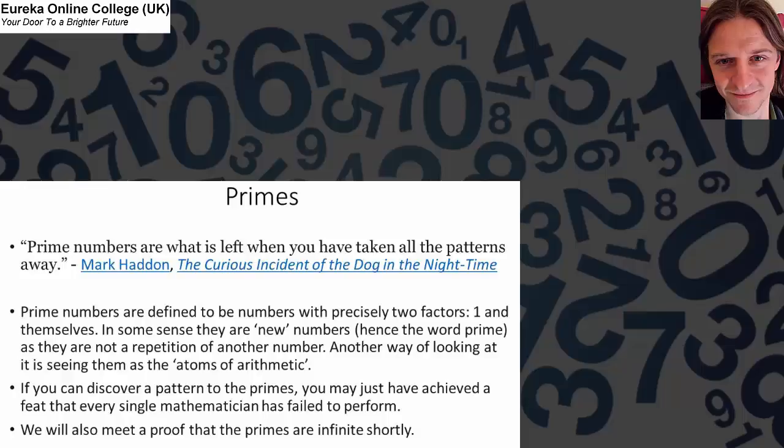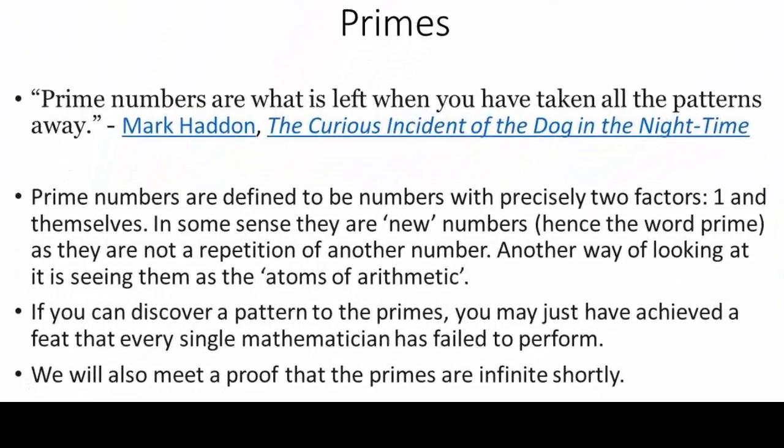So, yeah, let's have a look at this first quote, which is actually from a very famous recent novel called The Curious Incident of the Dog in the Night-Time, which I haven't read, personally, but I'm aware that it's about an autistic boy who is very keen on numbers, and he famously remarks in the novel that prime numbers are what is left when you've taken all the patterns away. And what a marvellous description of prime numbers that is.